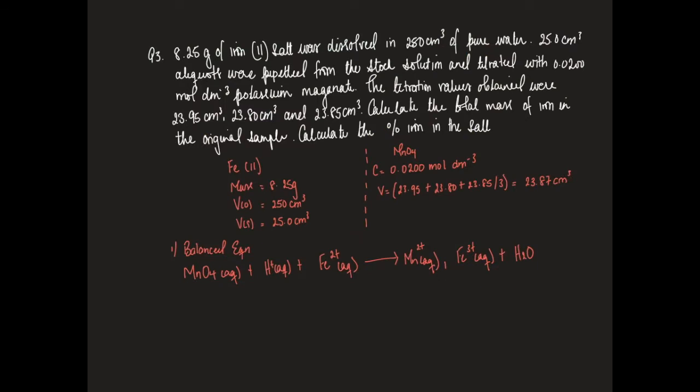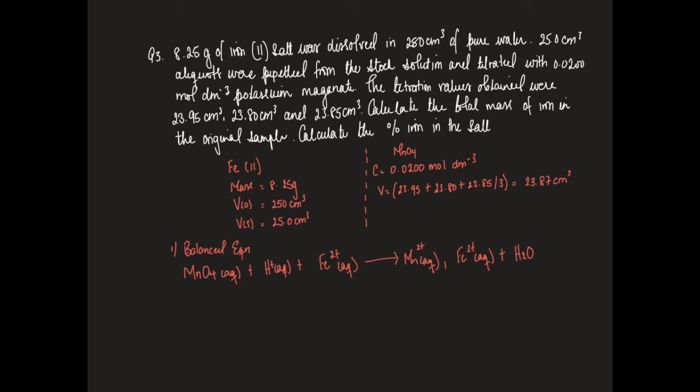This next question says 8.23 grams of iron salt was dissolved in 250 cubic centimeters of pure water. 25 cubic centimeter aliquots were pipetted from the stock solution and titrated with 0.0200 mol per cubic decimeter potassium manganate. The titration values obtained were 23.95, 23.80, and 23.85 cubic centimeters. Now it wants you to calculate the total mass of iron in the original sample and to calculate the percentage iron in the salt. Now I've already written down the pertinent information that the question has given you.